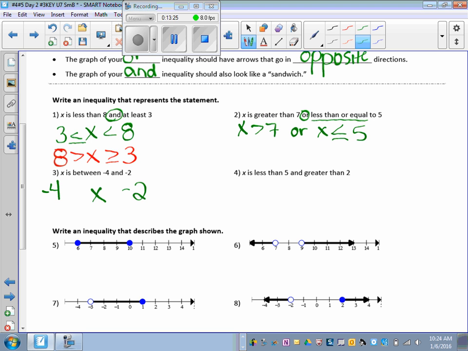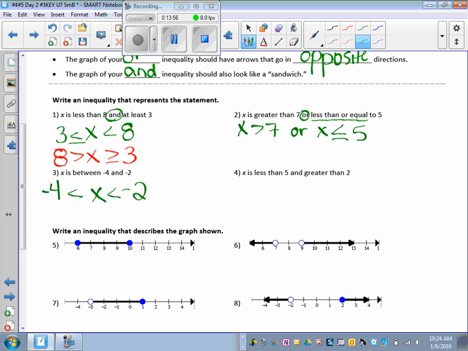If x is between these, then x needs to be greater than -4, so the open mouth is headed towards x. And x has to be less than -2, so again, the open mouth is headed towards -2. X has to be between -4 and -2, so anything greater than -4 and less than -2. Alright, questions so far?